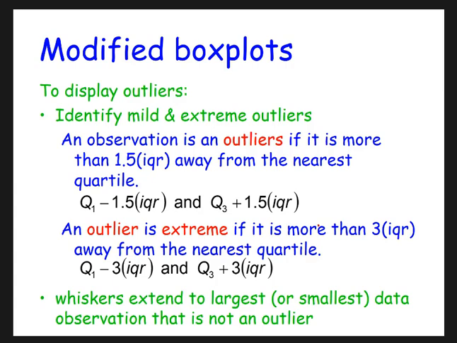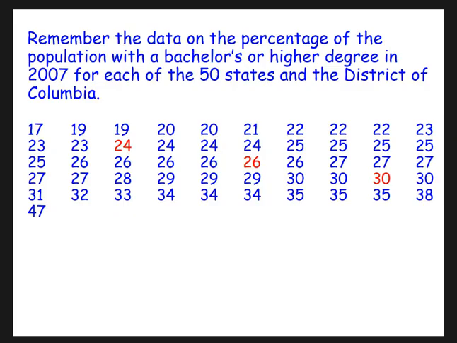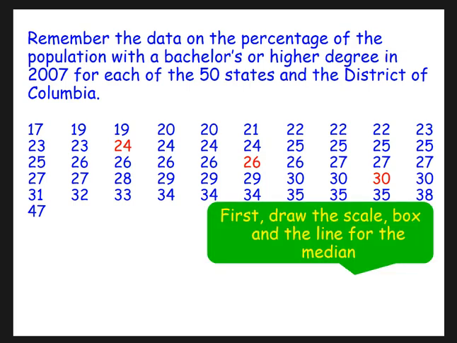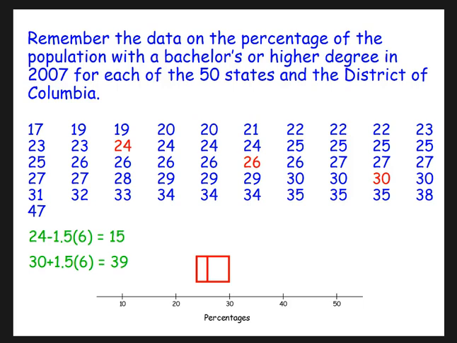It's very extreme if it's more than 3 interquartile ranges outside. We typically don't deal with that, though. That's a very extreme value. So we can modify the box plot to show these outliers and to adjust them from our data set. So here's our set again. We have our box plot. But now before we put on the whiskers, we determine what those fences are.